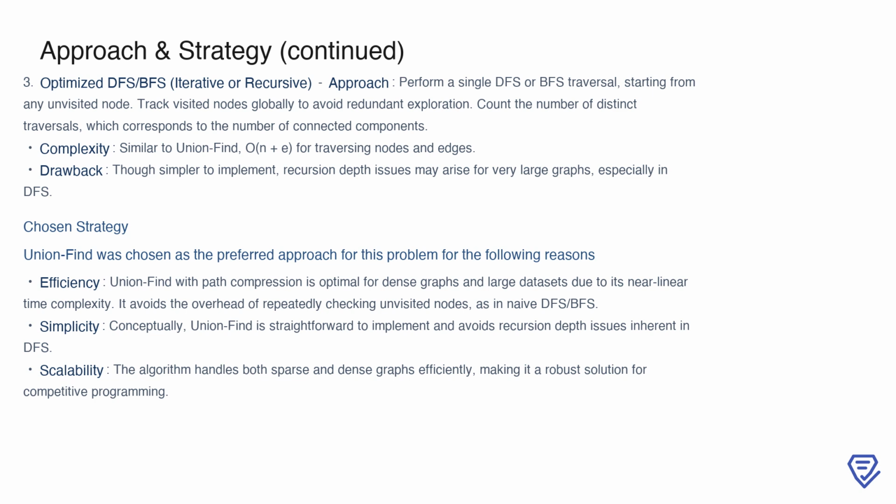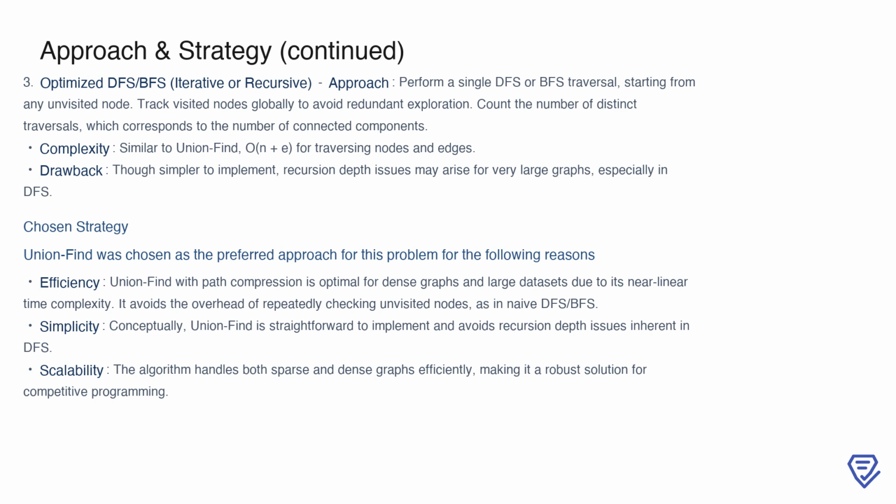Starting from any unvisited node, we perform a single traversal and mark all reachable nodes as part of the same connected component. The number of distinct traversals corresponds to the number of connected components. This method has a similar time complexity to union find, O(n + e), where n is the number of nodes and e is the number of edges. However, it does come with limitations. For instance, recursive DFS can encounter stack overflow issues for very large graphs, making it less reliable in certain scenarios.